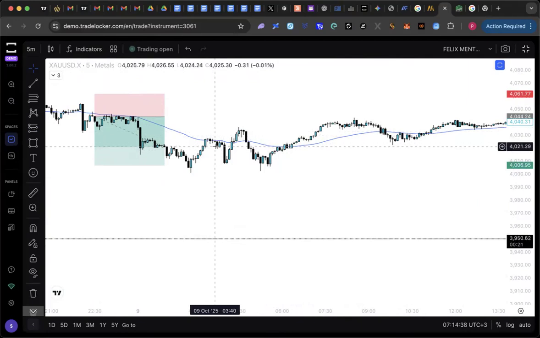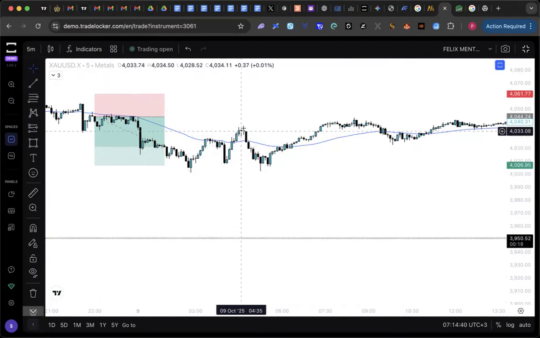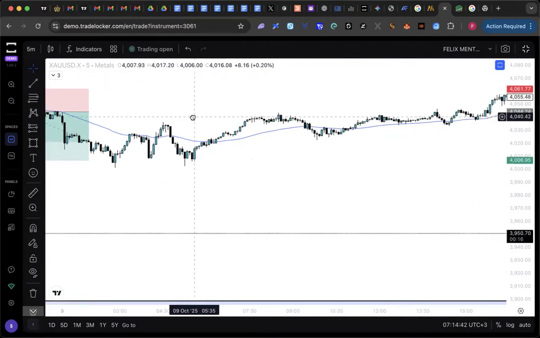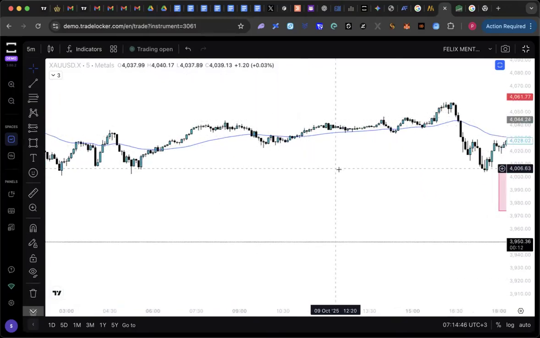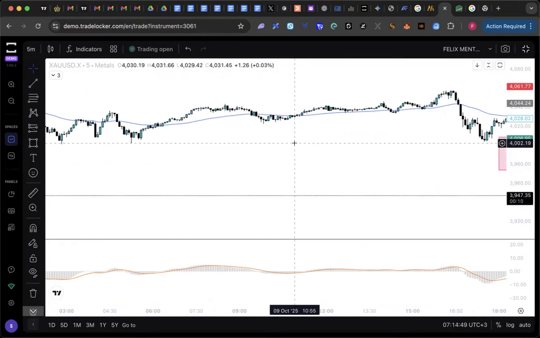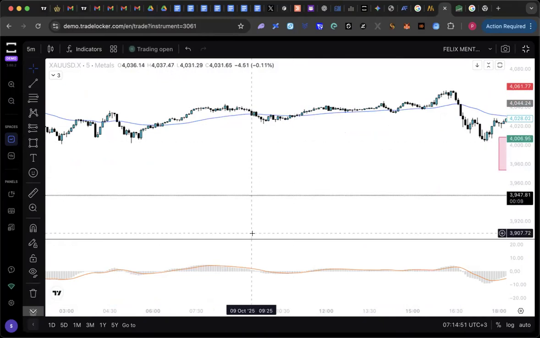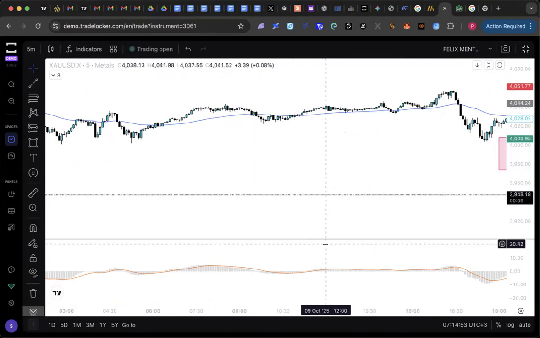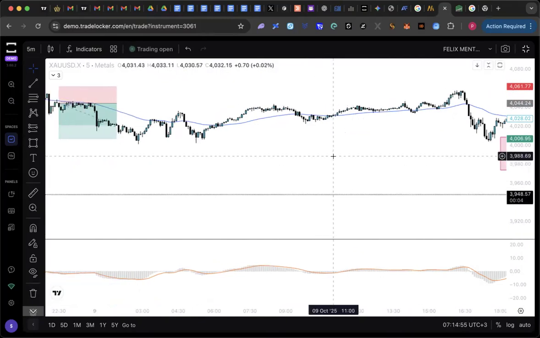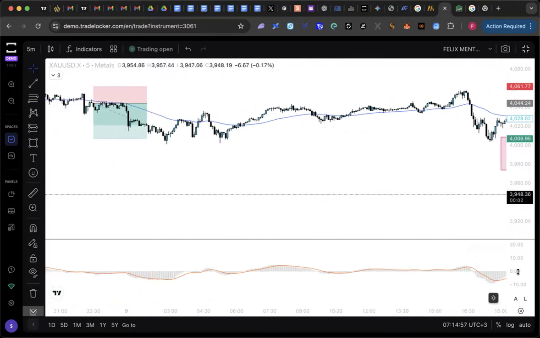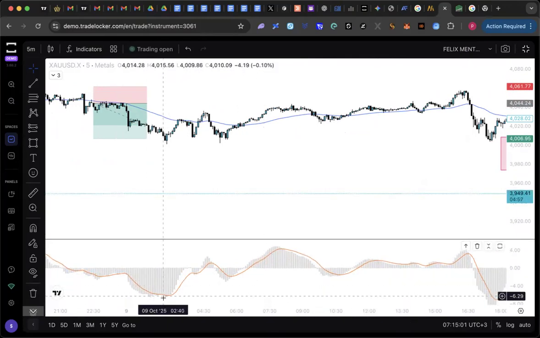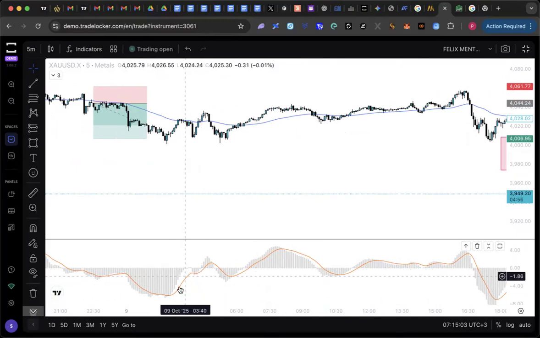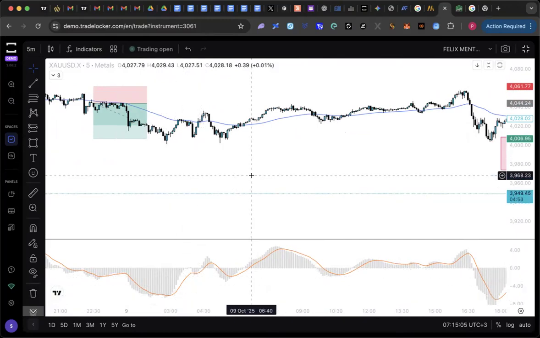Okay, you have a rejection here, you short, and you are likely going to be stopped out of this one. Then the market rallies back up off the 50 moving average. Now, this is where momentum helps you. So what do you use it for? Look at it. A crossover is an indication of buying.